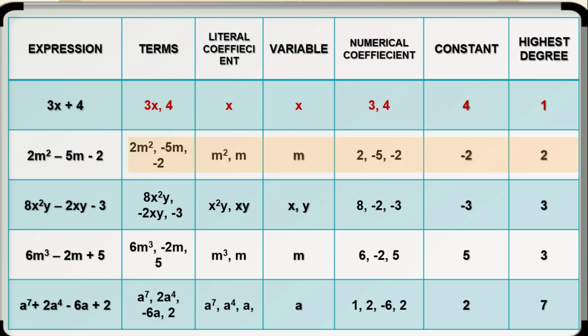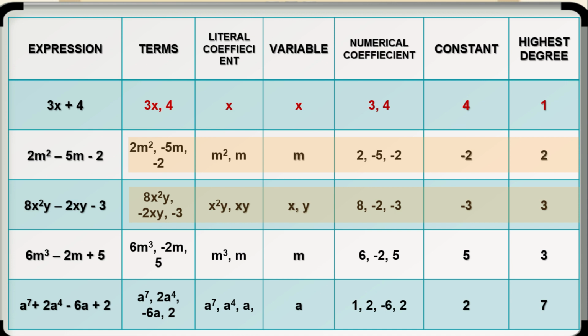Time's up. Let's check your answers. For the expression 2m squared minus 5m minus 2, the terms are 2m squared, negative 5m, and negative 2. The literal coefficients are m squared and m. The variable is m. The numerical coefficients are 2, negative 5, and negative 2. The constant is negative 2, and the highest degree of the expression is 2.